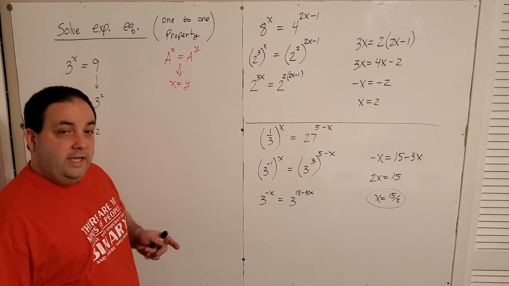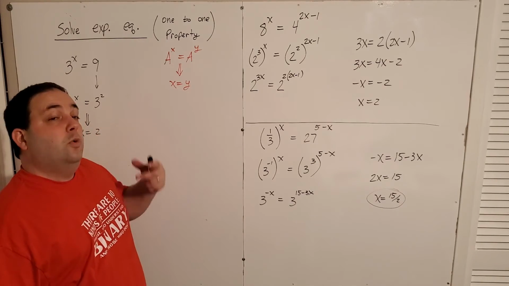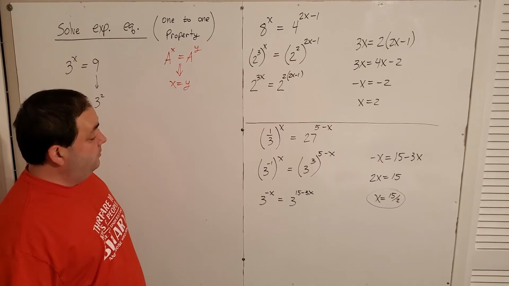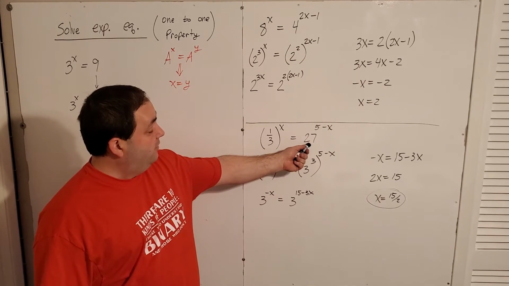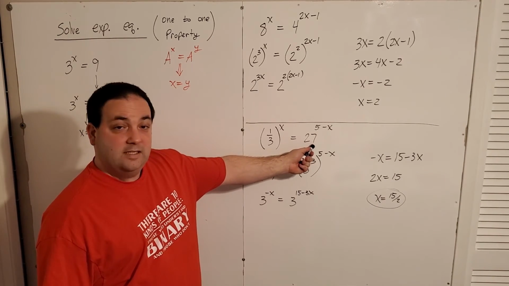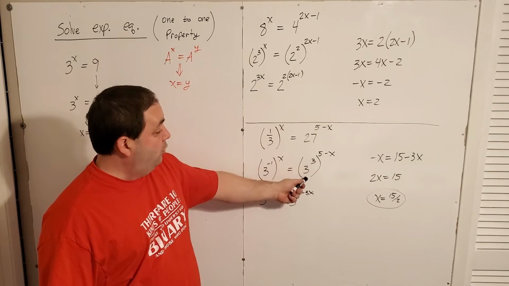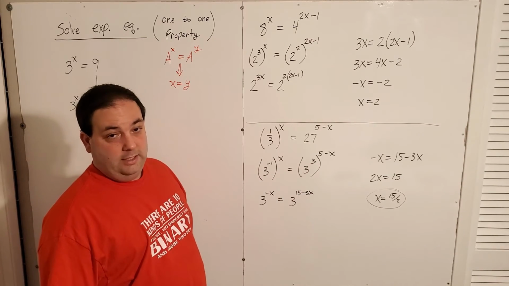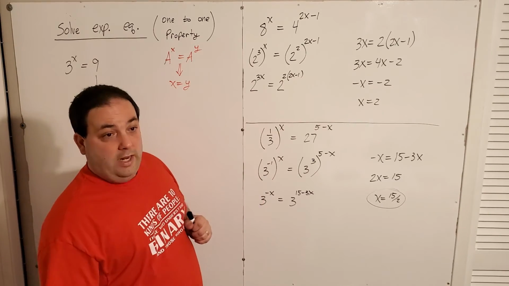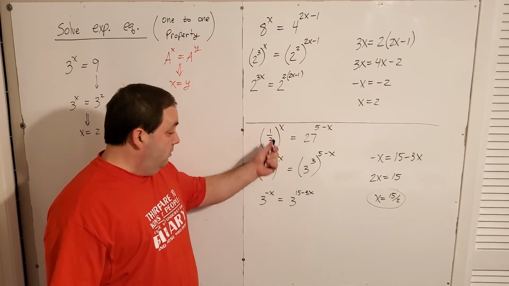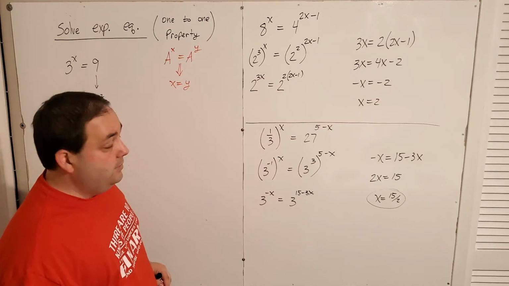Now the only caveat is it doesn't work with every single exponential equation. Easily you could muck this up by just one number being different, right? If this were 26 instead of 27, then I couldn't rewrite it as a power of 3 very easily. So this only works for very few, kind of like factoring with quadratics. But when it does work, it's really nice, and it's only a few steps.